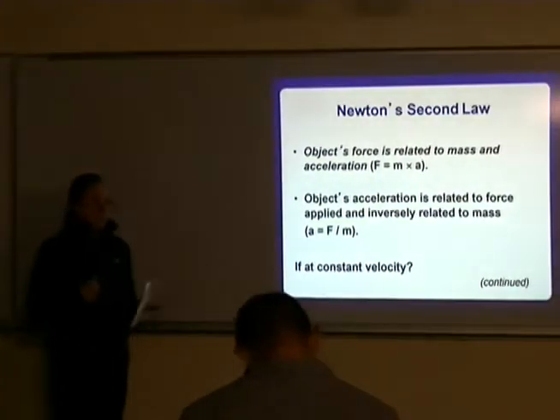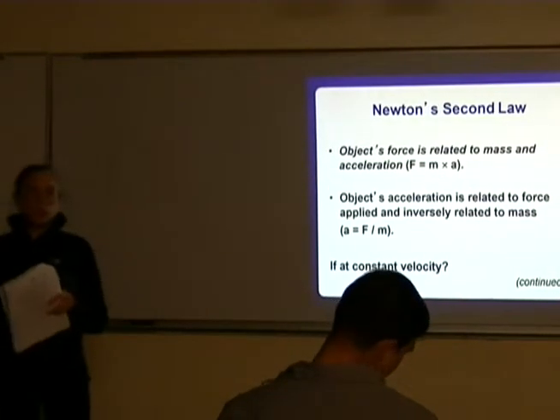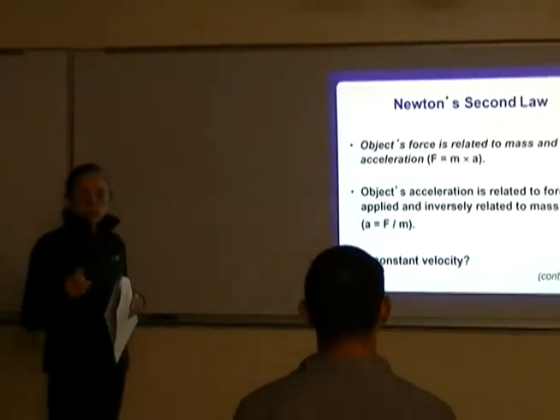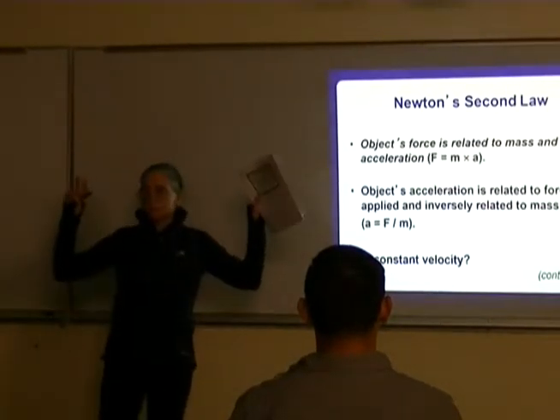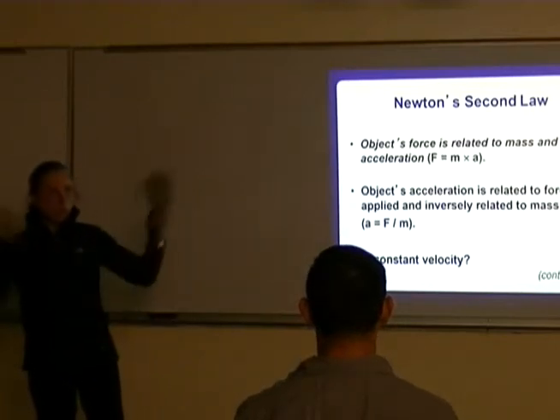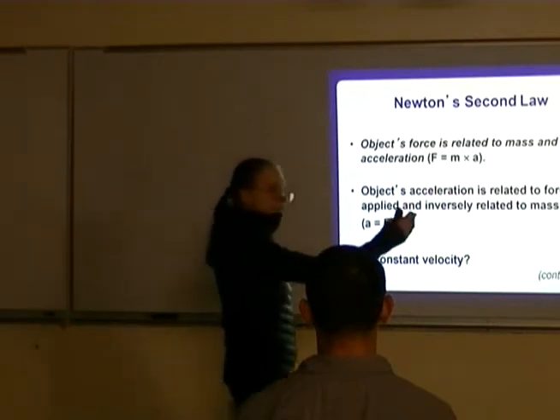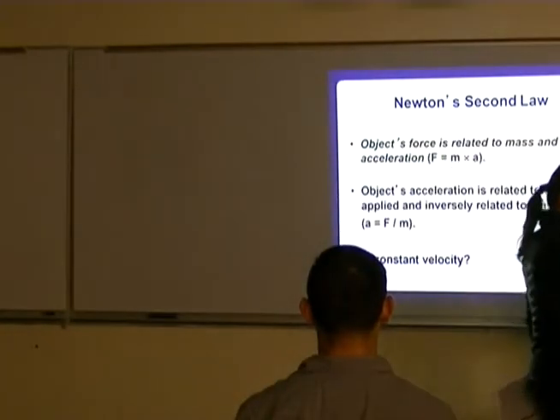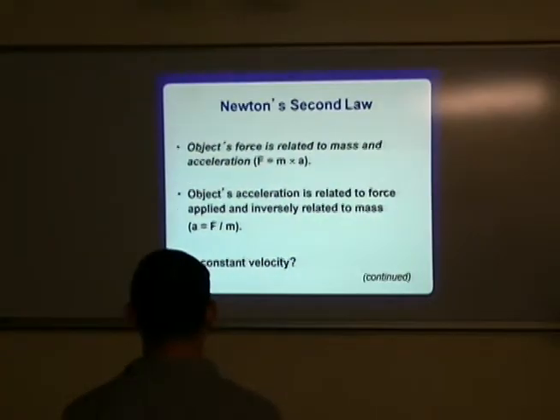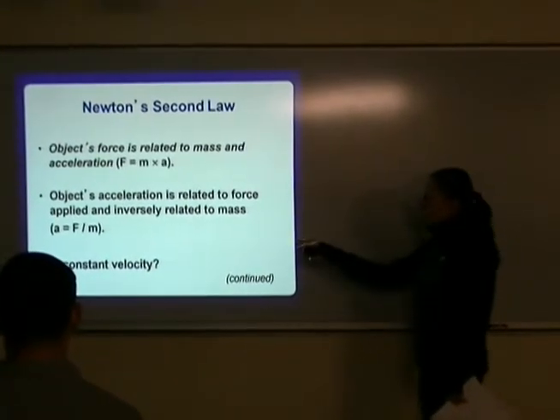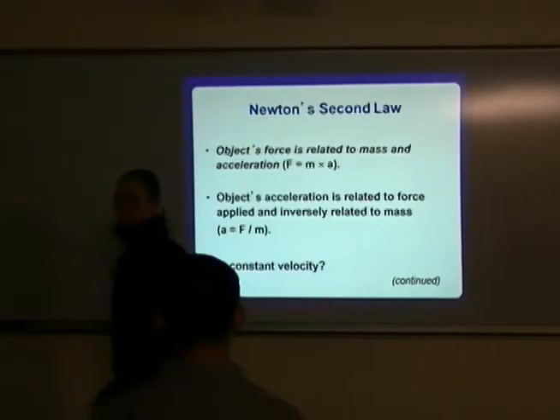If it's at constant velocity then, acceleration is the change in velocity over the change in time. How does my speed, my velocity, change over a period of time? From point A to point B, if my speed changes, I accelerated. Or I negatively accelerated, I decelerated. So I could be getting faster or slower. If I'm at constant velocity, then what does a equal?